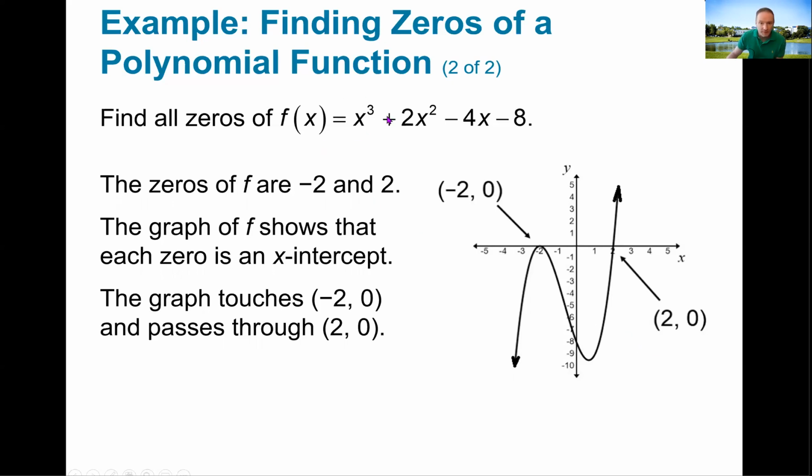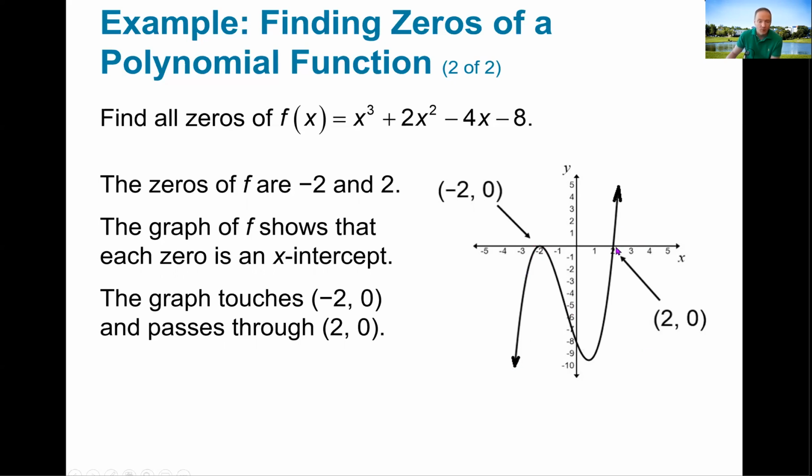We knew it was a positive x cubed. All positive x cubed functions start low and end high. I knew it had x-intercepts at -2 and 2. Now, how do I know that it just touches and goes back in the direction it came from at -2, and it crosses right through at +2? So how do we know that?